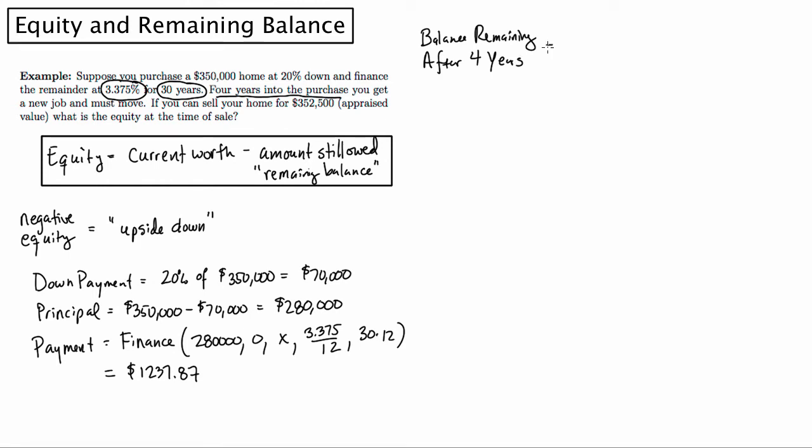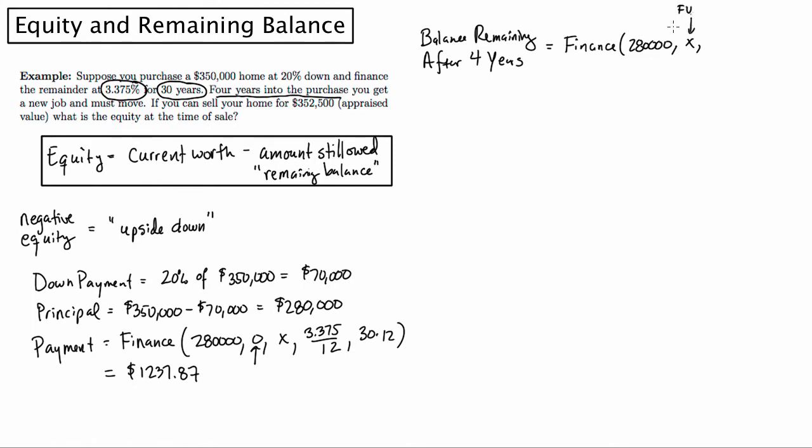So the balance remaining after 4 years, the way that you would find this is the finance command again, where the loan is for $280,000, and you've sunk a certain amount of money into it, so there's sort of this unknown value left. If you made all 360 payments, the loan value would be 0. But here we're making less than the 360 payments, so I still owe some amount, and the amount owed is the future value.